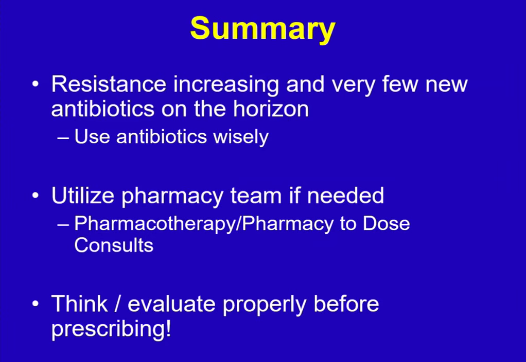So, summary. I'm sorry I went over; actually, I went about an hour. Resistance is increasing, with very few agents available. Use your drugs wisely. Also, more diagnostics are becoming available. You'll be able to tell what's a KPC and which one's an OXA. You may be able to target gram-negatives easier. Utilize pharmacy as needed. They do all this pharmacy dosing, but they're also a good resource to bounce ideas off of. I do that as well as you guys do.